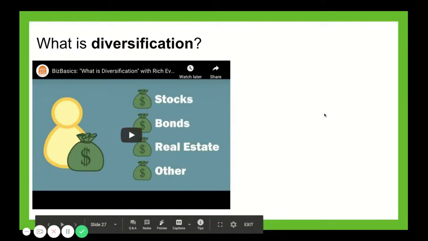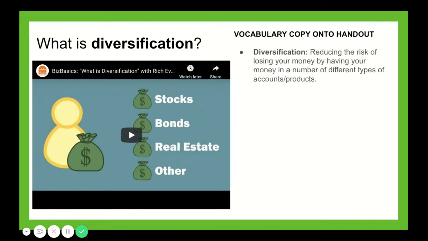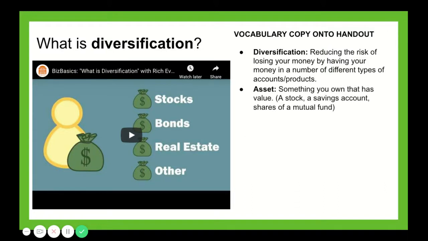We'll ask you to watch this video in just a minute, but first, let's talk about a little bit of vocabulary that goes into diversification. Diversification is reducing the risk of losing your money by having your money in a number of different types of accounts or products. So a nice mixture of risk. An asset is something that you own that has value. So it could be a stock, or it could be a savings account, it could be shares or a mutual fund, or it could be any personal property.